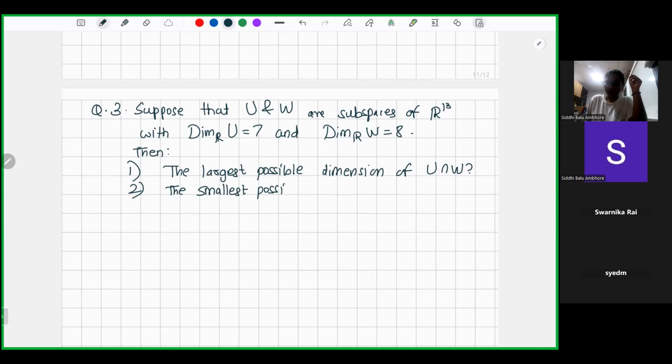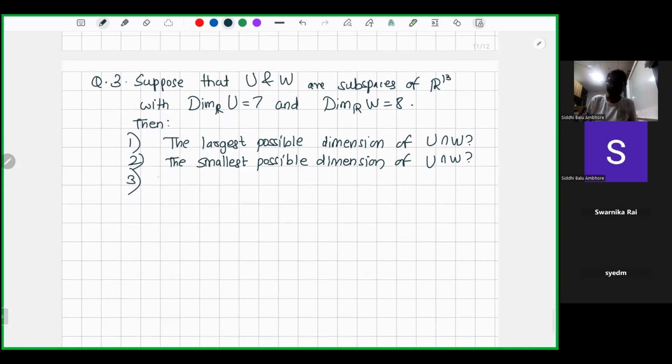So when you are asked to calculate such questions where we are asked to calculate the largest and smallest of the given dimension, what we can do is take the worst possible and the best possible dimension, and we can check whether that's possible or not. We will see what we mean by that worst and best possible.